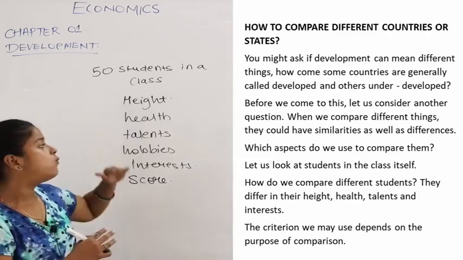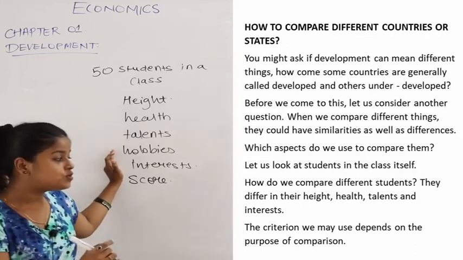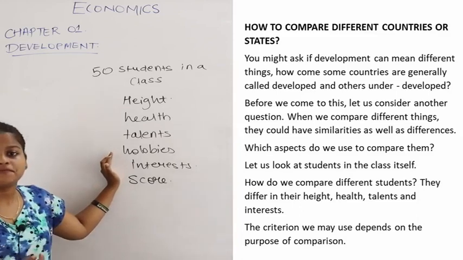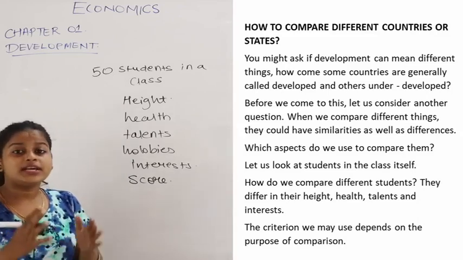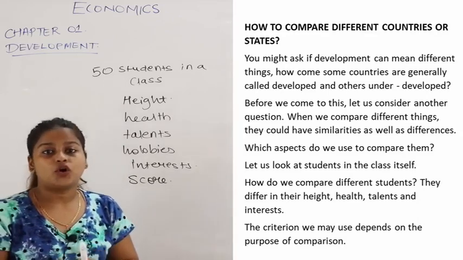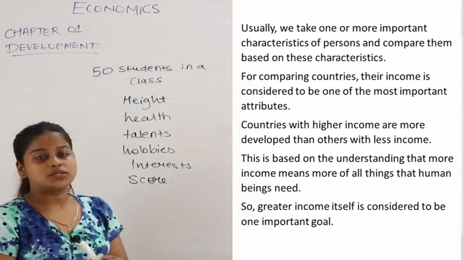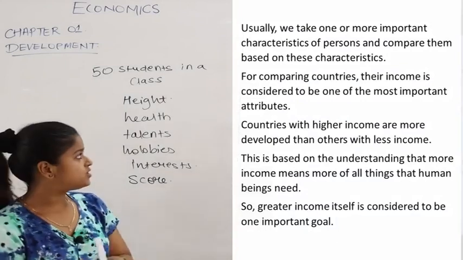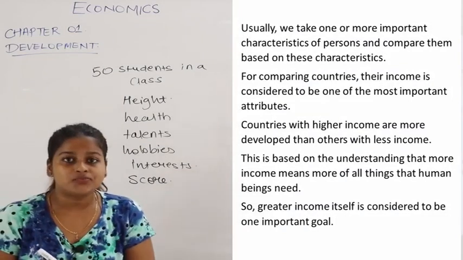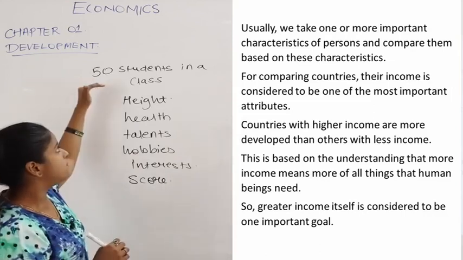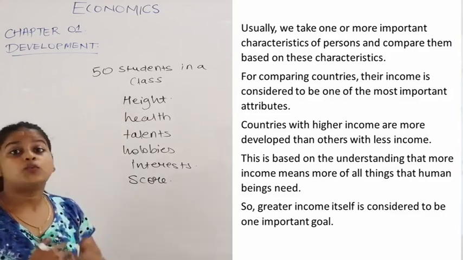Now, the criteria we may use depends on the purpose of comparison. We can consider all these points while comparing, but what our purpose is also matters a lot. Usually we take one or more important characteristics of a person to compare them. For comparing countries, their income is considered to be one of the most important attributes. So when we are comparing the 50 students in a class, we take into consideration different points, but what is our purpose?